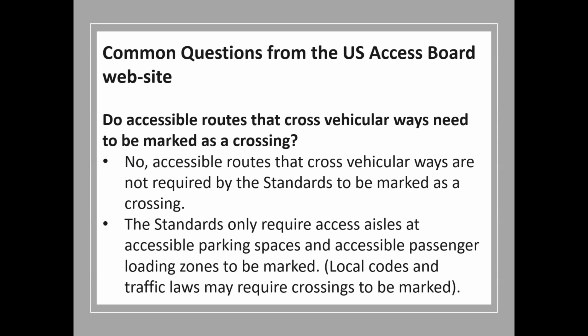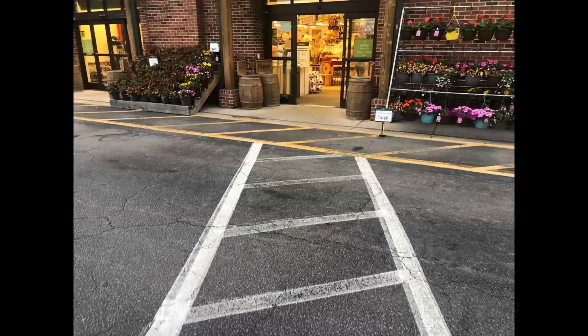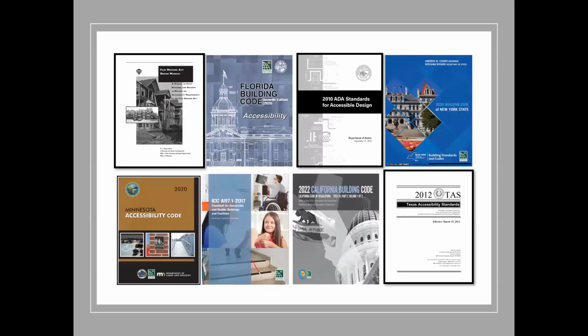So again, we are only looking at marked crossings on private property. The ones in the public right-of-way are regulated often at the state and local level. And here we have another marked crossing. So in conclusion, looking through all these access standards, we find in the final analysis that marked crossings are at the discretion of the designer and or property owner when located on private property.